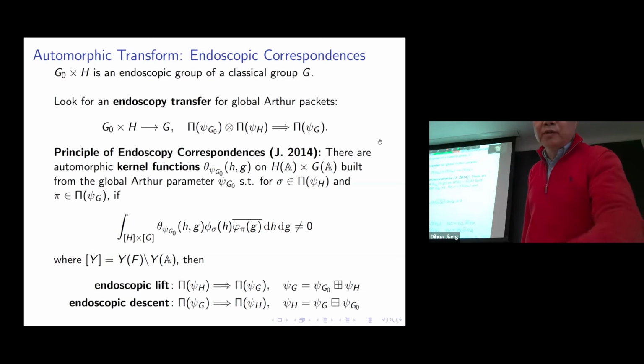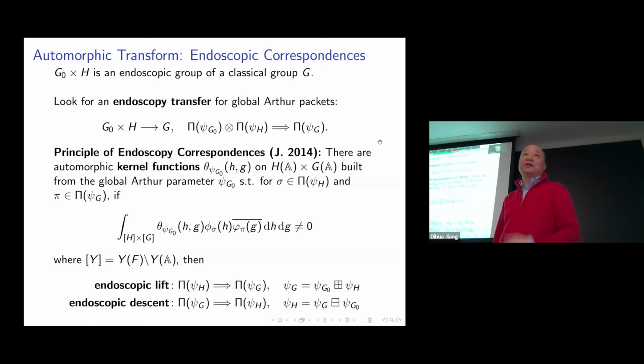You build this kernel function, and then you show that if such an integral, with this kernel, is non-vanishing... this kernel is built on H times G. So you have three things, G0, H, and G, and you put the G0 information into building the kernel, and the relation between H and G. As long as the integral is non-vanishing, you expect H will transfer to G, and of course G also transfers to H. It's a two-sided relation. And the other parameter is that the G parameter is the H parameter plus the G0 parameter.